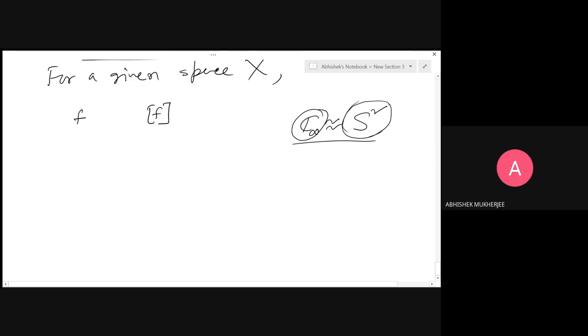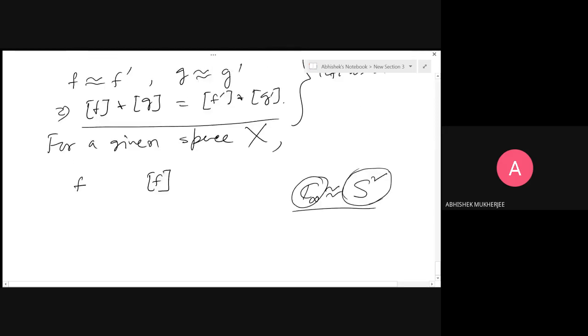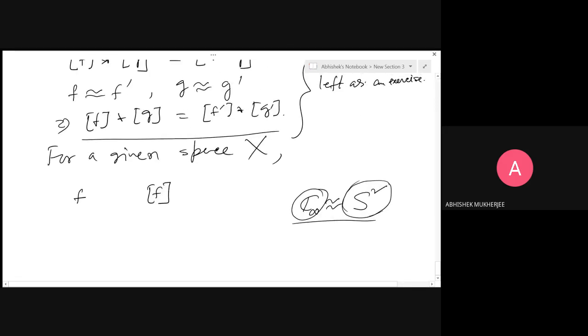Okay, continue. Now it should be noted that this operation that we have defined will satisfy the closure property.